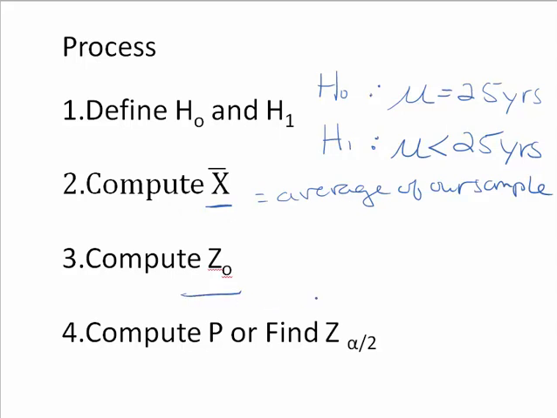So z naught, again, is the same equation as we use in the two-sided test. It's x bar minus mu naught divided by sigma, or the standard deviation, divided by the square root of the sample size n. And again, this z naught, this test statistic, allows us to standardize our sample so that we can actually look at it using a standard probability density.